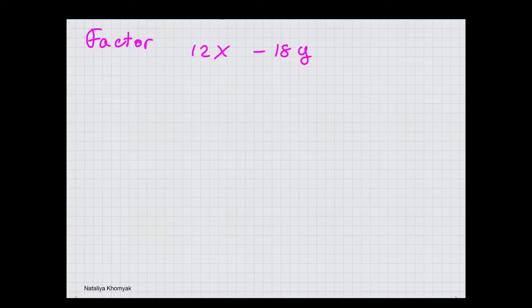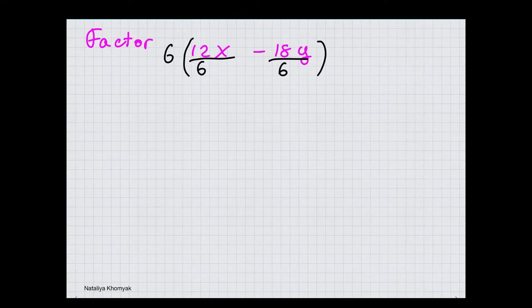So here we have to factor 12x minus 18y. The first step of the algorithm is to put parentheses around this. Then we want to put fraction bars. Now to factor this out, we want to pick the largest number that can go into 12 and 18 at the same time. The largest number that can be divided into 12 and 18 at the same time is 6. Whatever goes into the denominators goes on the outside.